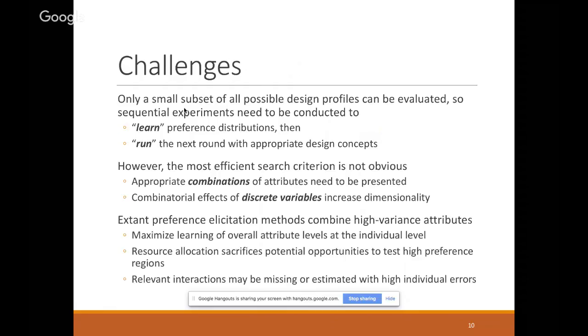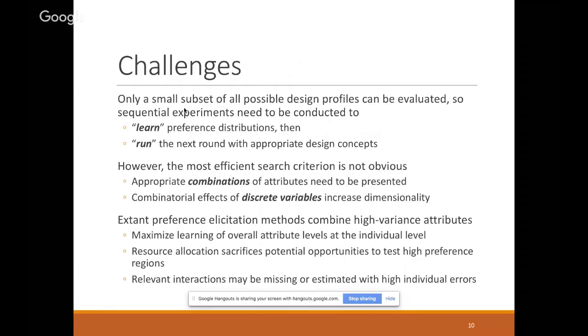However, let's say there is a yellow color for the first attribute and a red color for this first attribute, and yellow is highly preferred but its variance is low, and red shows low preference, however its variance is high. Then the existing method would prefer to test red instead of yellow. So it is possible that limited experimental resources are allocated to the low preference region.